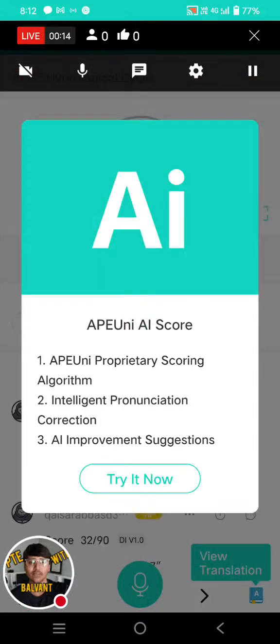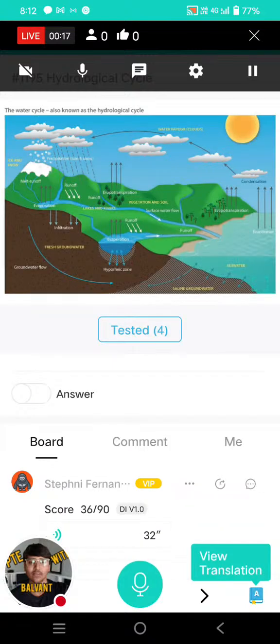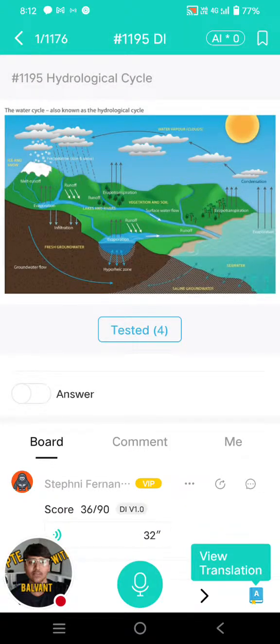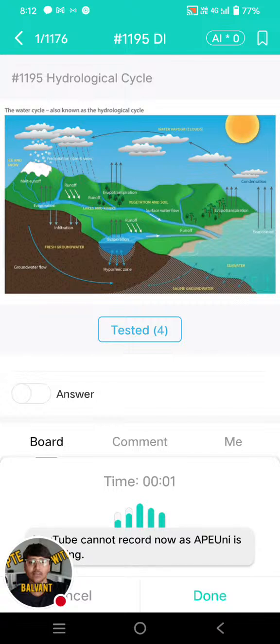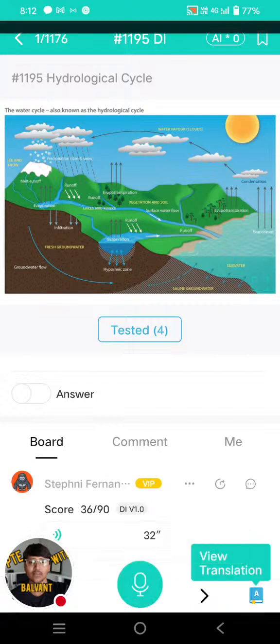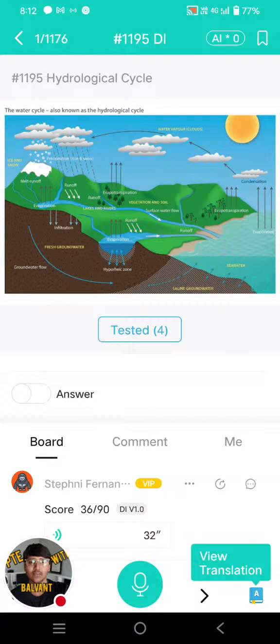Describe image, PTE 2024. The first image is the hydrogeological cycle, and we can see some factors in this image like hydrophilic zone and saline groundwater, seawater evaporation, groundwater flow, and something that was just tried on images. Also known as the hydrological cycle and the water cycle.